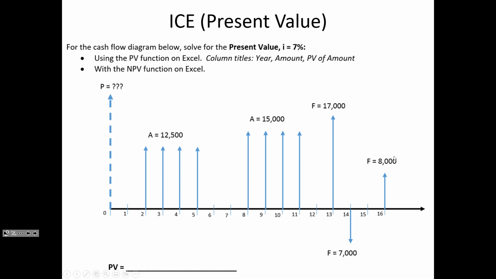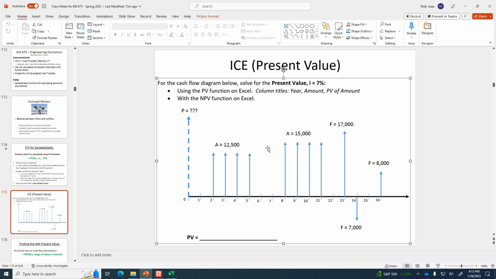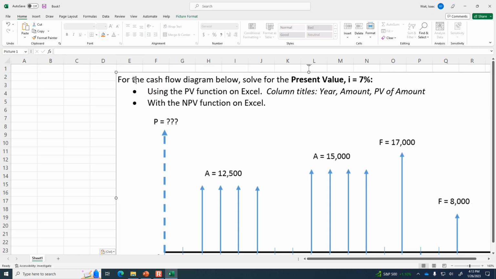But we can also do it with Excel, and the advantage there, besides not having to use our calculator, is that then we can make adjustments if we need to. For example, if we want to change it from 7% to 6%, we can make those adjustments and it all happens very quickly. So let's do that. Let's open up Excel and translate the cash flow diagram into a cash flow table, and then solve this to find out what is the present value.